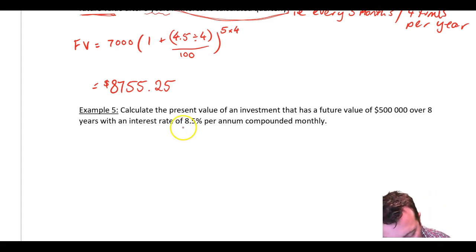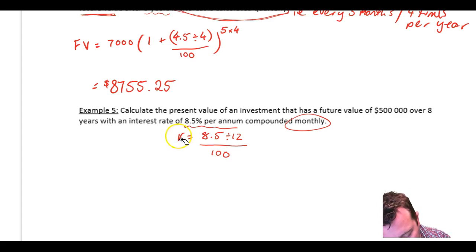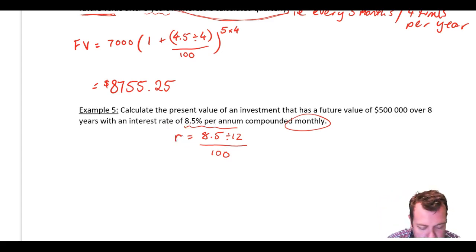Now, this is my rate here. So my rate is going to be 8.5. Now it's compounding monthly, so it's 8.5 divided by 12 over 100. That's what my rate is. That's a pretty terrible looking R. Let's try to do a neater one. So my rate, 8.5 divided by 12 over 100.